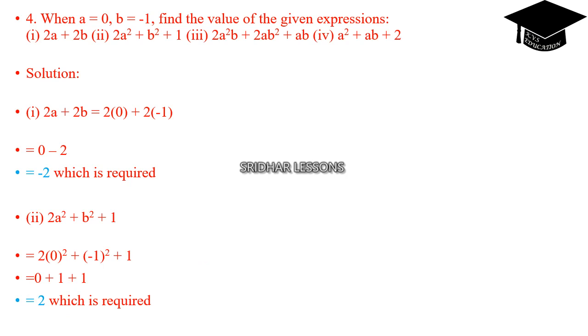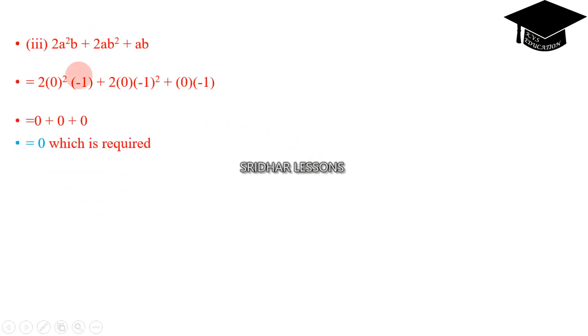Okay. Question number 3. 2a square b plus 2ab square plus ab. Okay. So we can write this as 2 into 0 square into minus 1 plus 2 into 0 into minus 1 whole square. B square is minus 1 whole square. Plus a into b means 0 into minus 1. So this one is 0 into something, 0, plus 0 into something, 0, plus 0 into something is 0. So this is equal to 0.